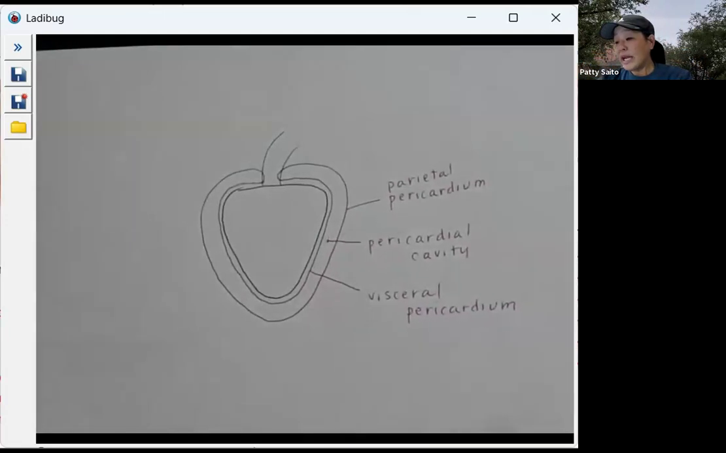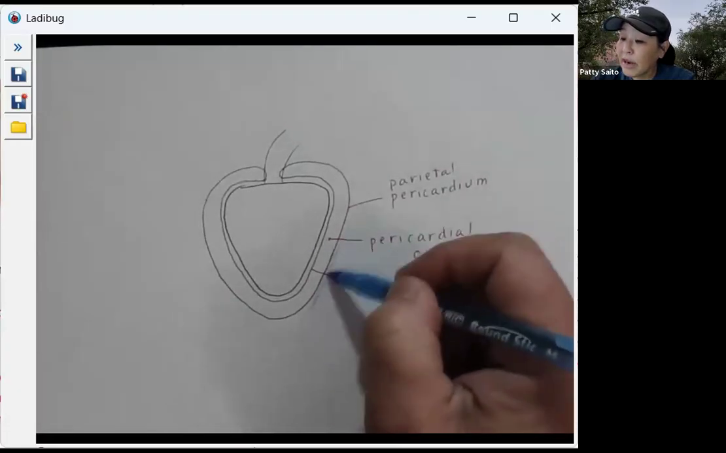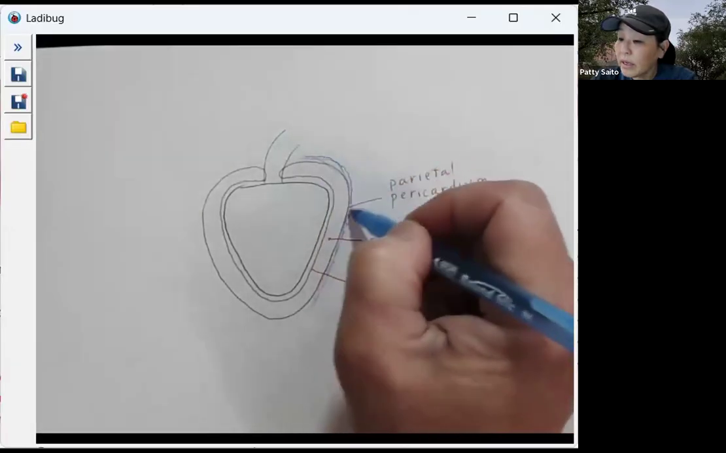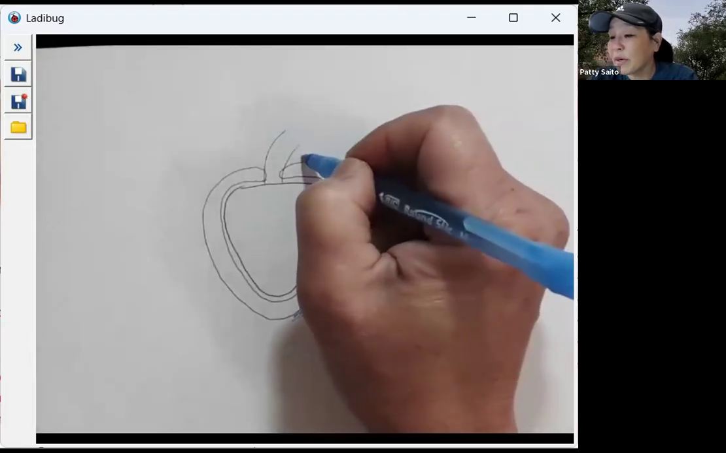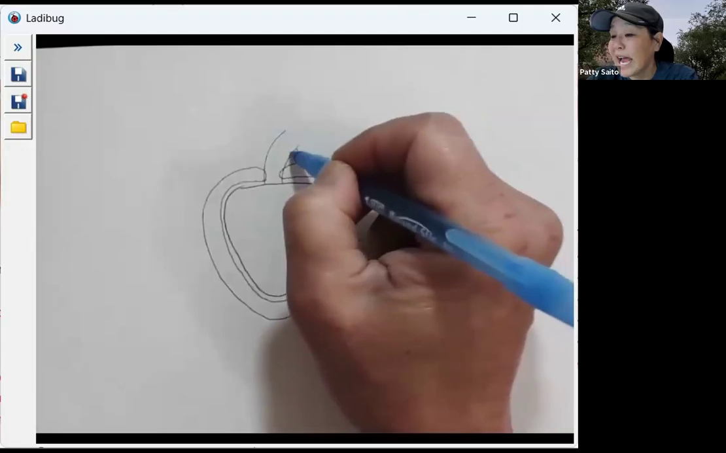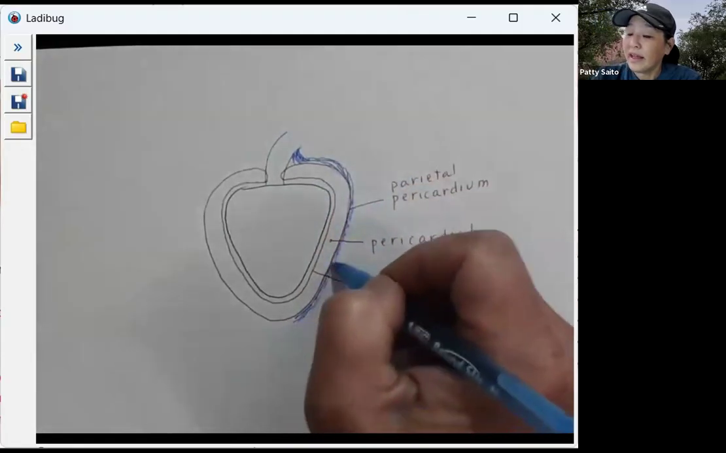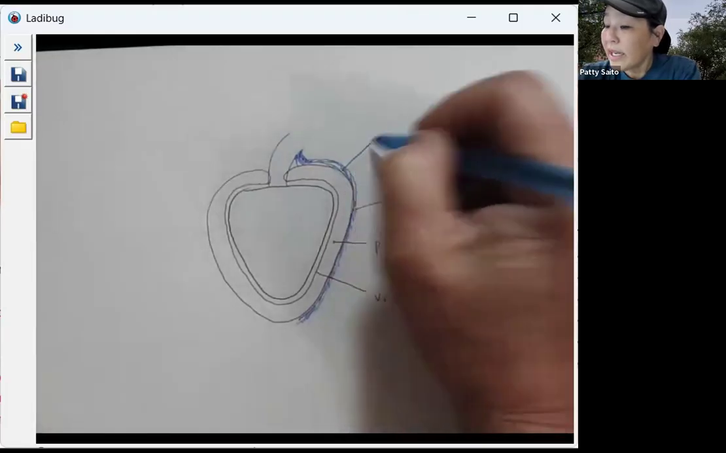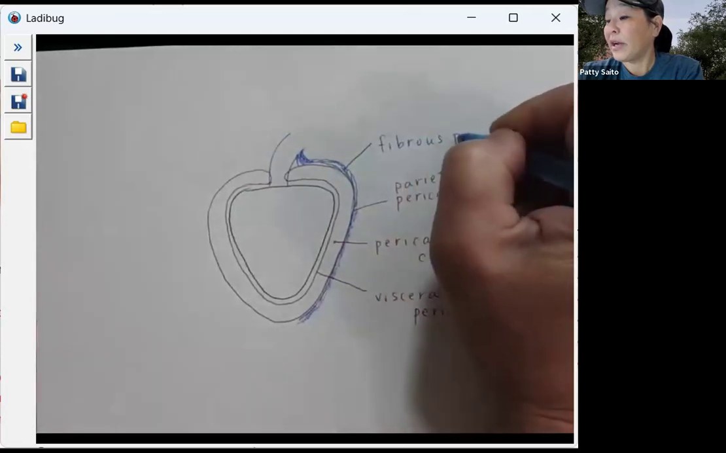Now, in addition to this, there is another layer out here of connective tissue. They also call this the fibrous pericardium, and it attaches the heart to other structures and anchors it. So this one is the fibrous pericardium.